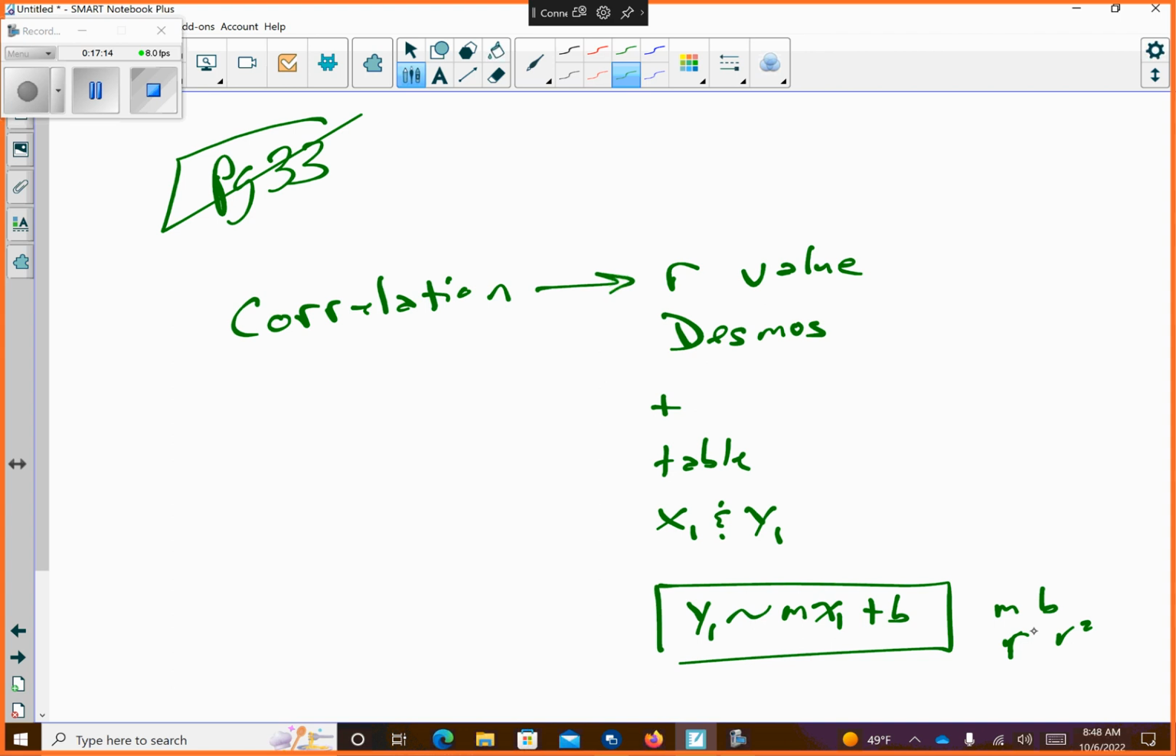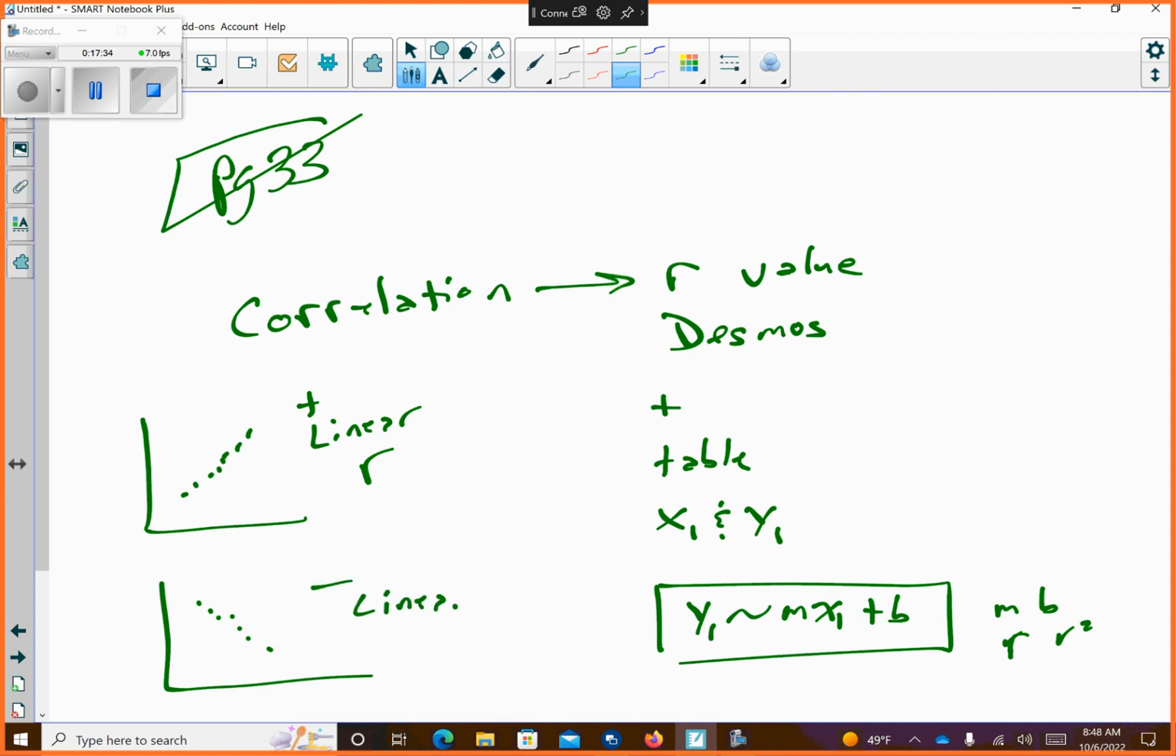A positive linear correlation would be something like this. That's positive linear correlation. Look like this. That's negative linear correlation. Again, I'm saying correlation and R are the same thing.